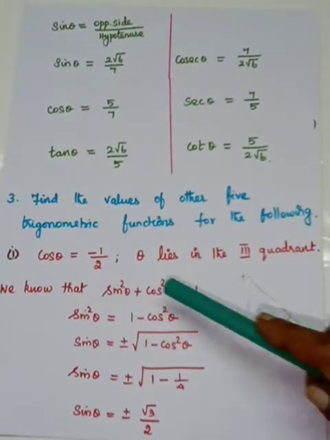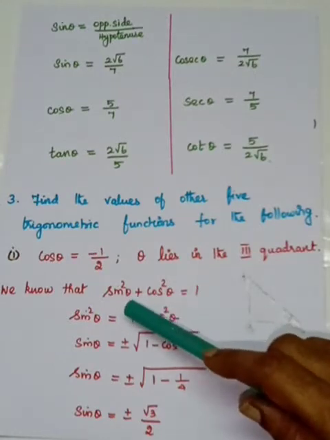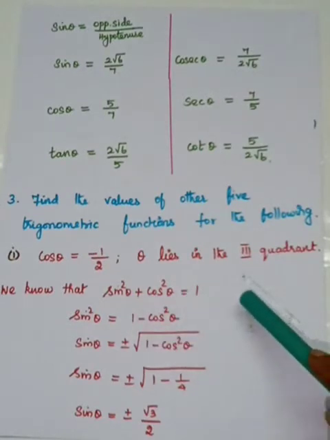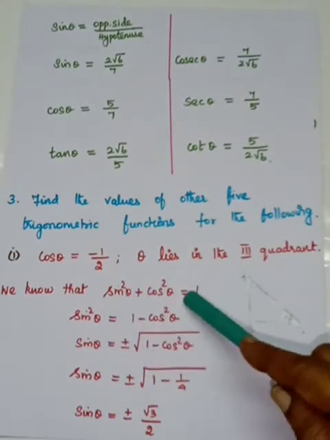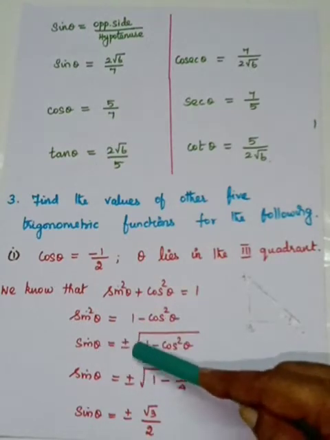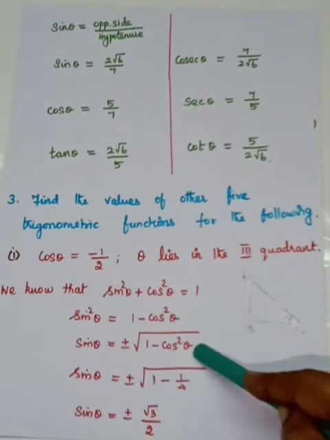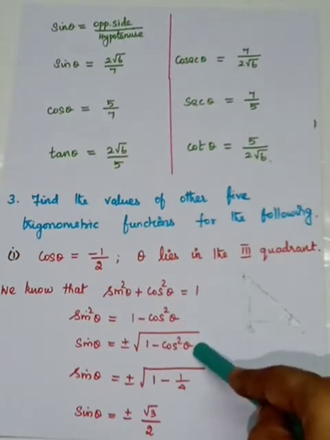First, keep that in mind. Okay, so here cos theta is given. So we have to find the remaining 5. What are they? Sin theta, cosecant theta, secant theta, tan theta, cot theta. We know the identity very well: sin square theta plus cos square theta is equal to 1. From that we are going to find sin square theta, which can be written as 1 minus cos square theta. So sin theta is the square root of 1 minus cos square theta. Here we can write plus as well as minus.